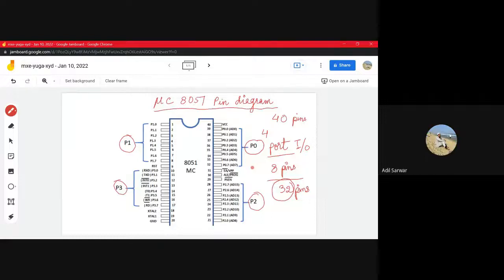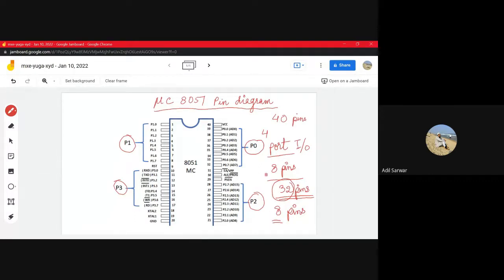programming, we will see that we have to specify before using any of the ports whether it is being used as an input port or output. Okay, I will come to the ports after some time. So there are 4 ports, and each port has 8 pins, so if 32 pins are occupied by these ports, the remaining are 8 pins. So let's see what these 8 pins are.